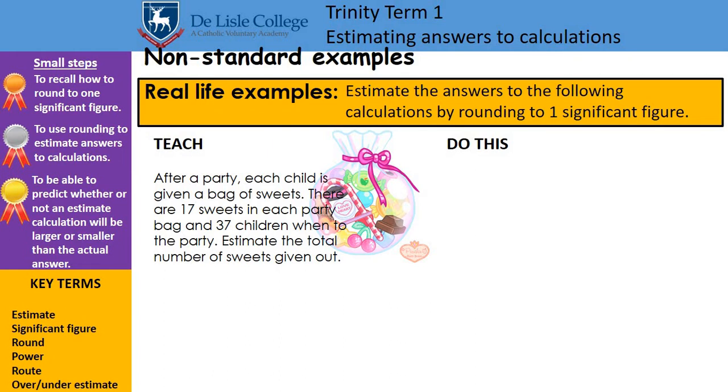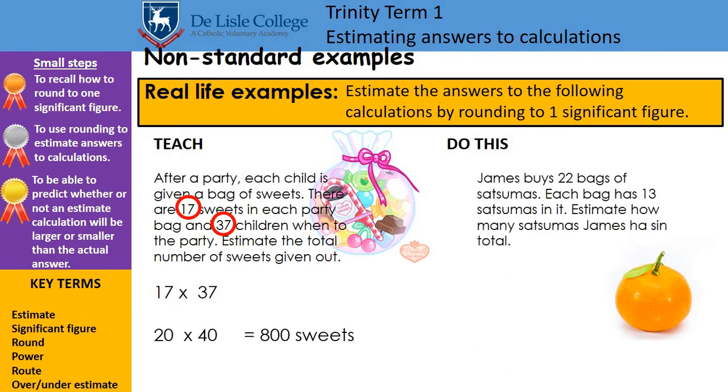So after a party, each child is given a bag of sweets. There are 17 sweets in each party bag and 37 children went to the party. Estimate the total number of sweets given out. Well, we know the actual calculation is 17 times 37, but we've been asked to estimate. So we round both of them to one significant figure, and we get 20 times 40, which is 800 sweets. Please now have a go at this one in your exercise book. Pause the video as you do it.